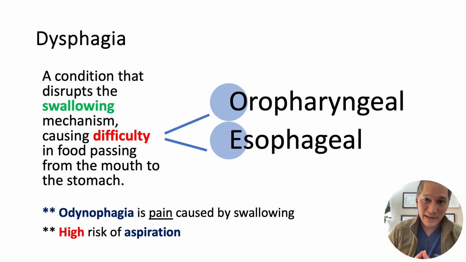But first, let's define dysphagia. So dysphagia is a common condition that disrupts the swallowing mechanism, causing a difficulty in food passing from the mouth to the stomach. There are two types of dysphagia, oropharyngeal dysphagia and esophageal dysphagia. It is also important to understand that dysphagia is difficulty in swallowing compared to odynophagia, which is pain caused by swallowing. It is important to identify patients with dysphagia because they are at high risk of aspiration.